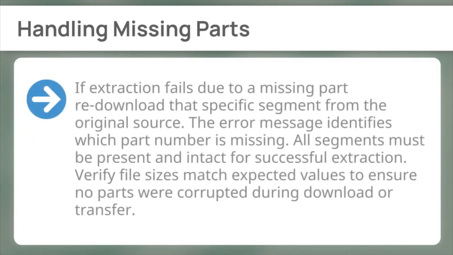Finally, handling missing parts. If extraction fails due to a missing part, re-download that specific segment from the original source. The error message identifies which part number is missing. All segments must be present and intact for successful extraction. Verify file sizes match expected values to ensure no parts were corrupted during download or transfer.